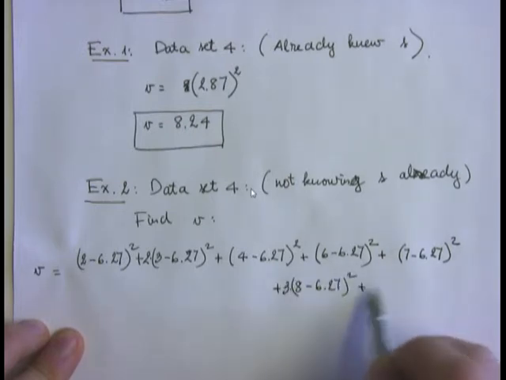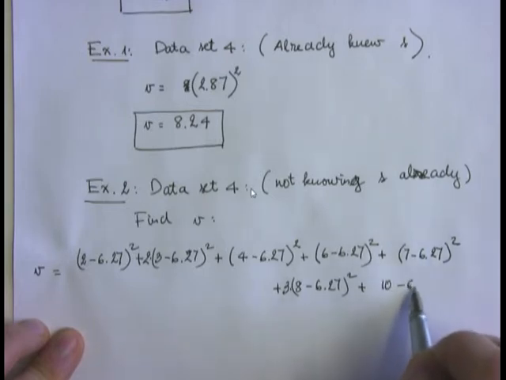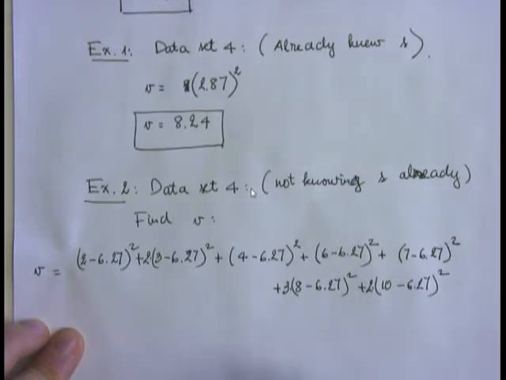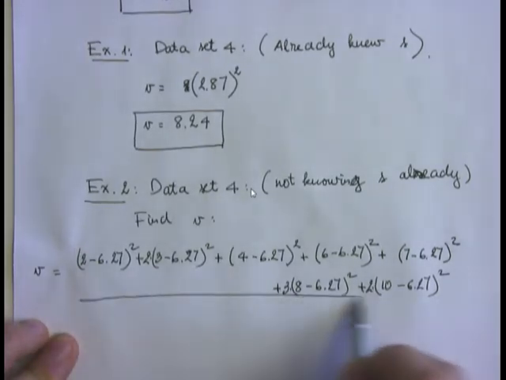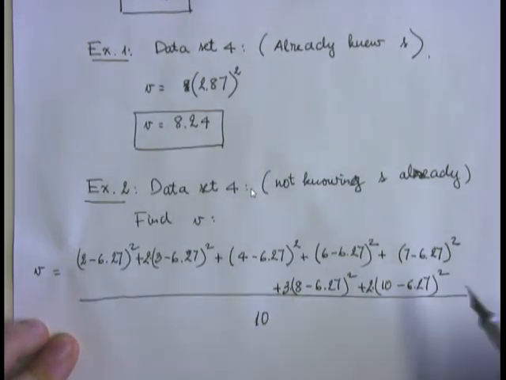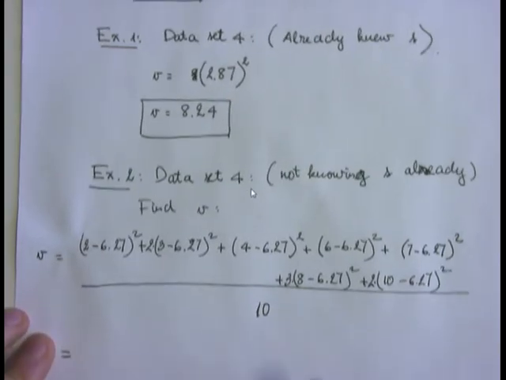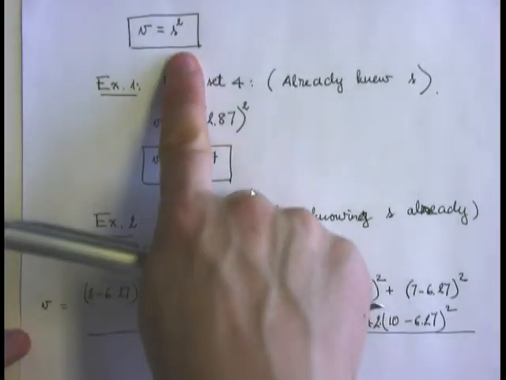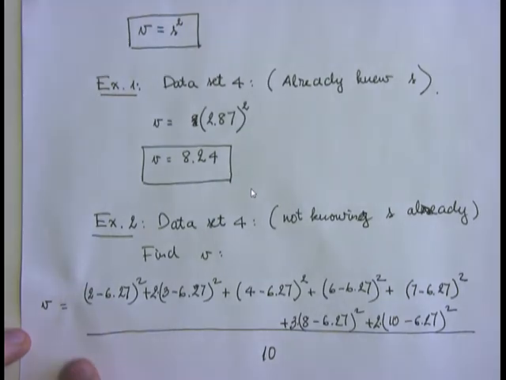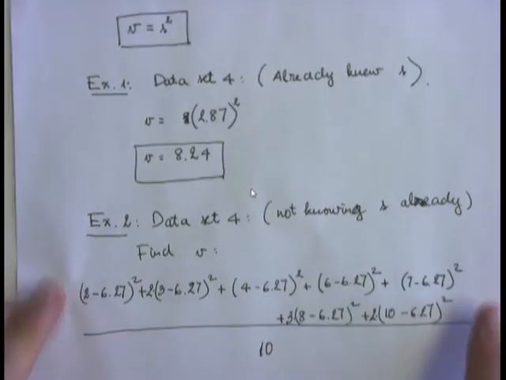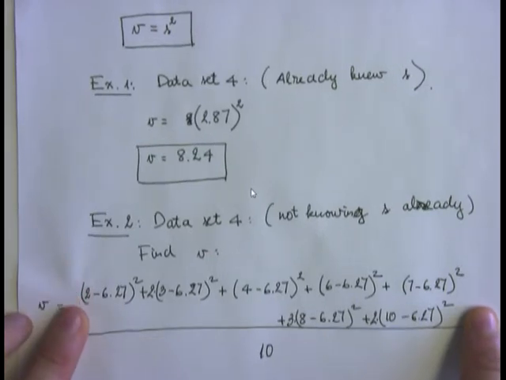Three times, and last one, 10 minus 6.27 squared, and 2 times. And then we're still going to divide all that sum by 10. Remember, 1 less than the total. But here, this is where we stop, because here we're looking for the variance. Variance is, remember, the square of standard deviation. So if you want to proceed to find the standard deviation, all you have to do is take the square root of this huge, gigantic fraction right here.